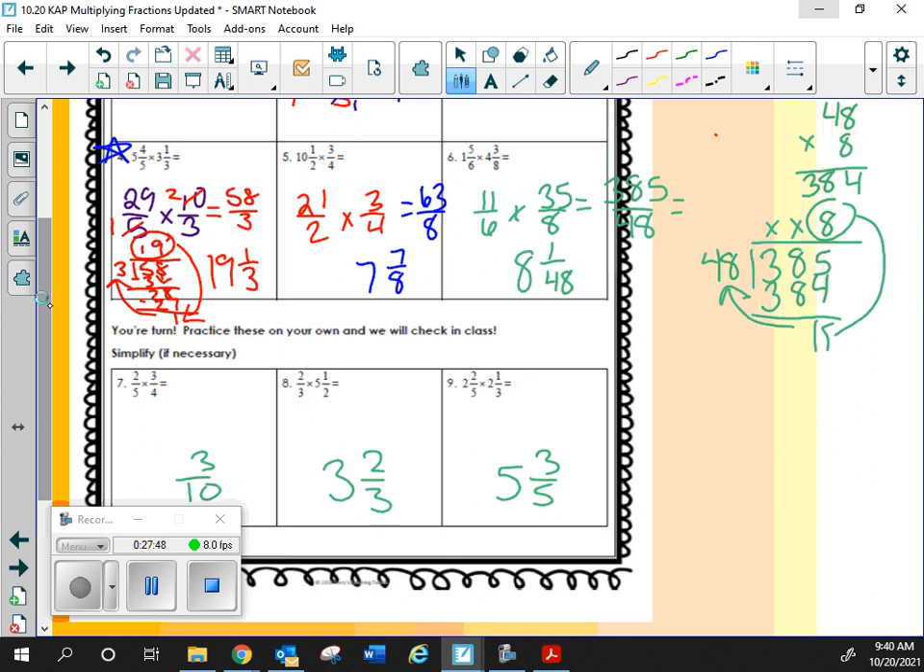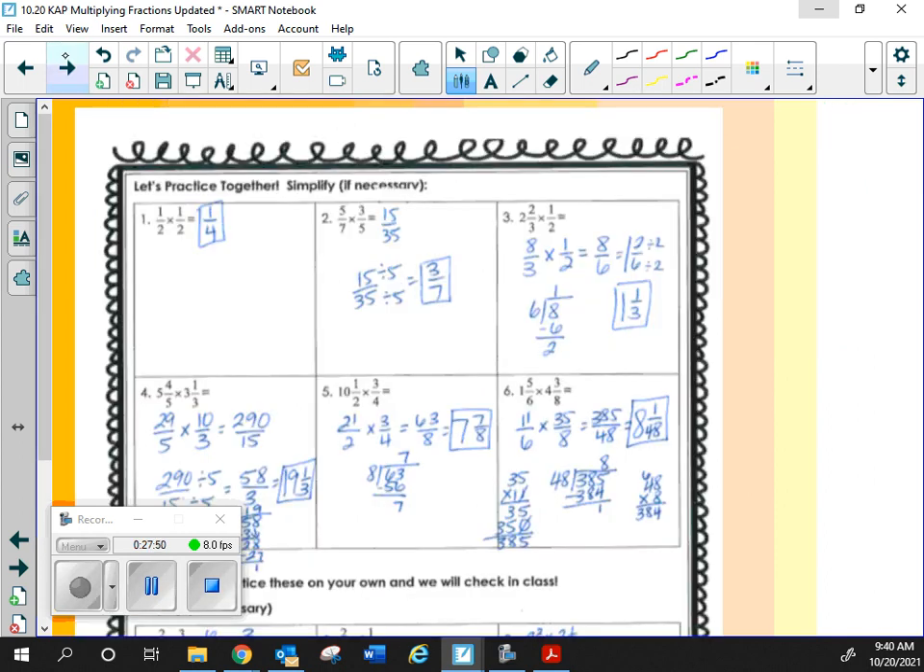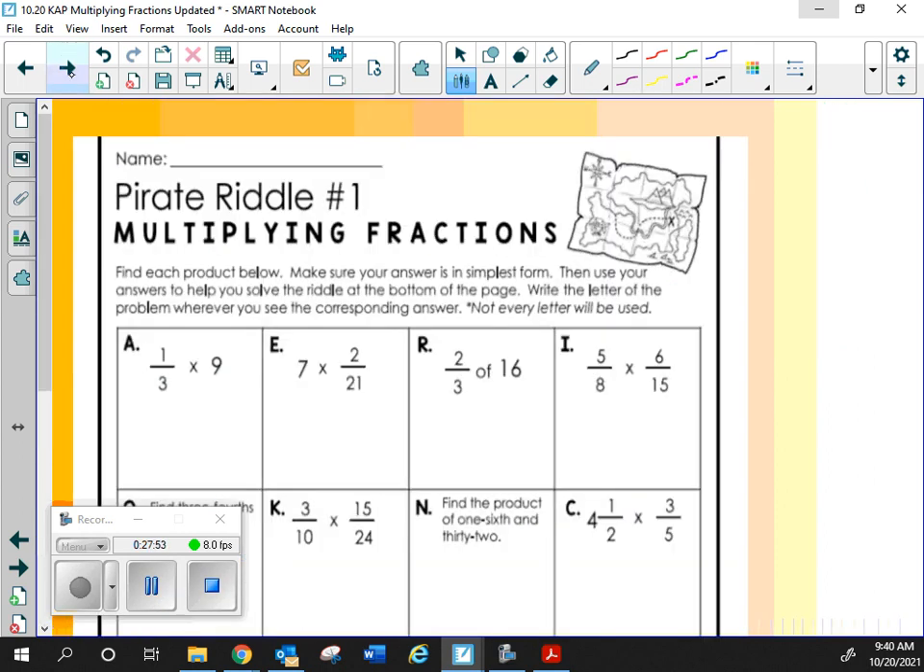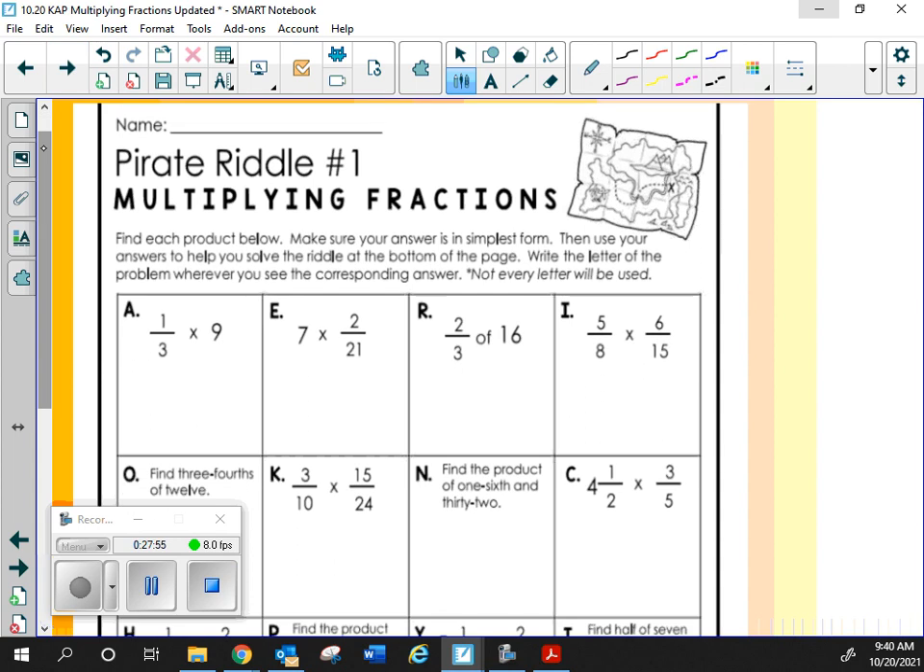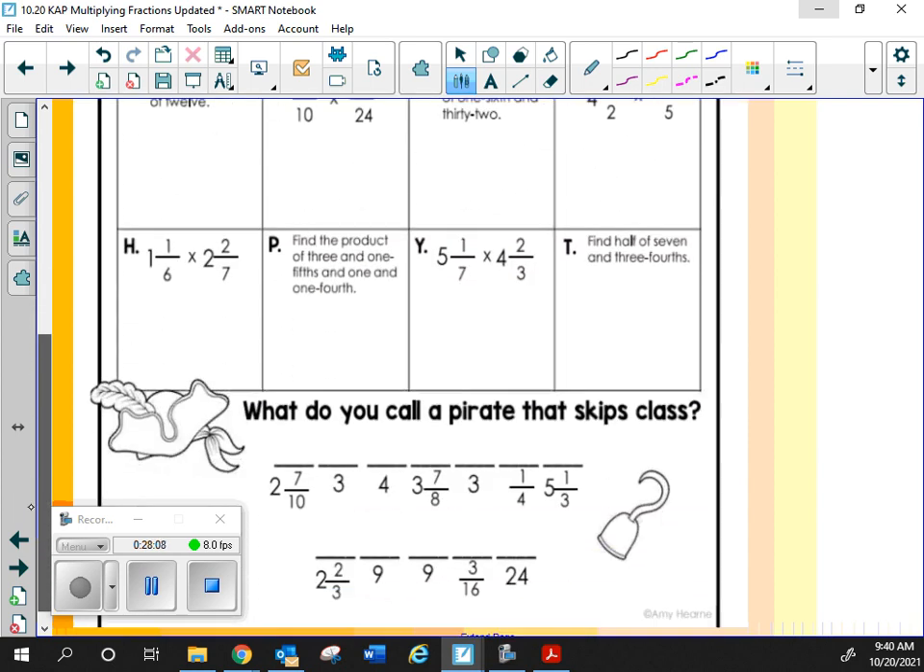Awesome. All right. So for homework, we still have like 5-6 minutes, so we should not be fully packed up. But go ahead and work through this. You're going to find the product. Product means to multiply. You're going to solve the problems and then make a cute little riddle.